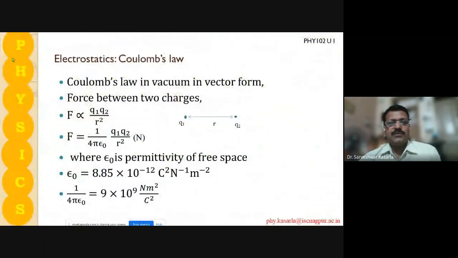So this is what we have studied in the Coulomb's law. The Coulomb's force between two charges is directly proportional to product of the charges and inversely proportional to square of the distance between them. The proportionality constant is 1/4 pi epsilon 0, where epsilon 0 is the permittivity of free space, and its value is given as 8.85 into 10 to the power minus 12 Coulomb square per Newton per meter square.